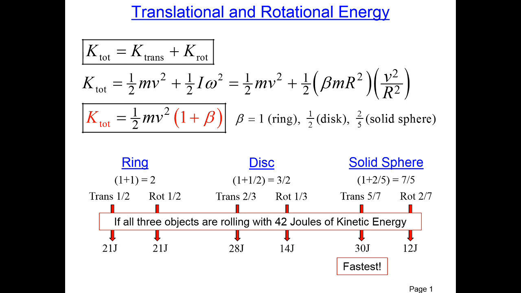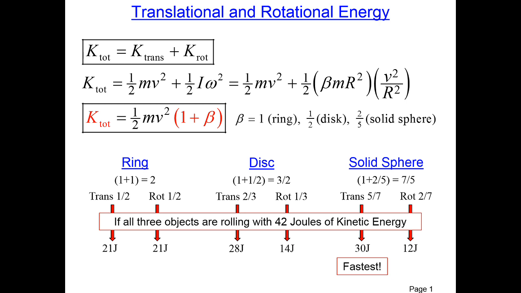Remember, the angular velocity times the radius is equal to the velocity, so if the rotating object is not slipping, omega is equal to the velocity divided by the radius. When we square this, we get velocity squared over radius squared. That means our rotational kinetic energy is now beta times 1/2 mv squared, because the r squared in the moment of inertia canceled the r squared from the angular velocity, so we just have beta times 1/2 mv squared. That means the total energy is 1 plus beta times 1/2 mv squared.